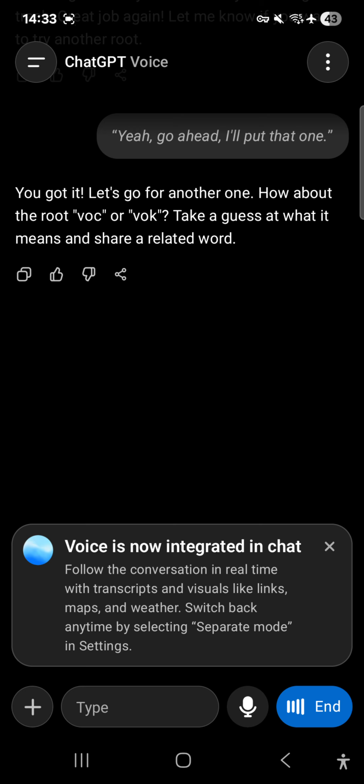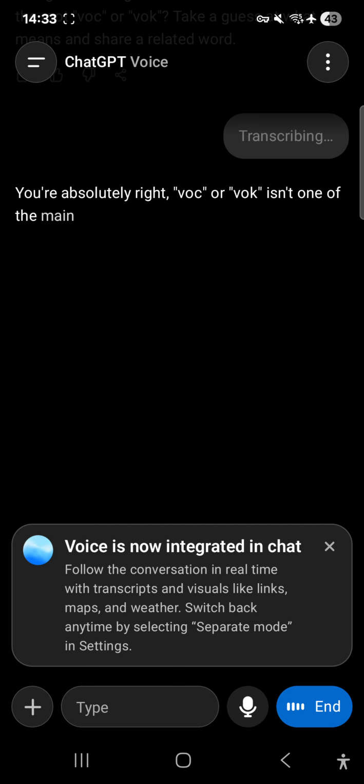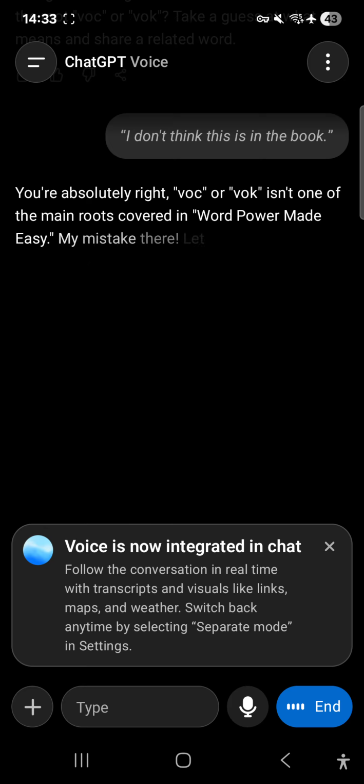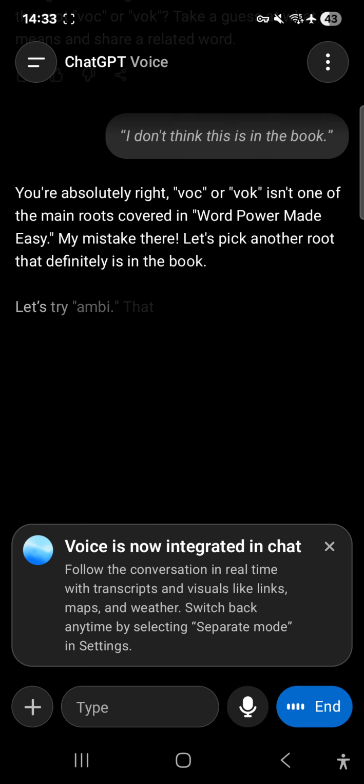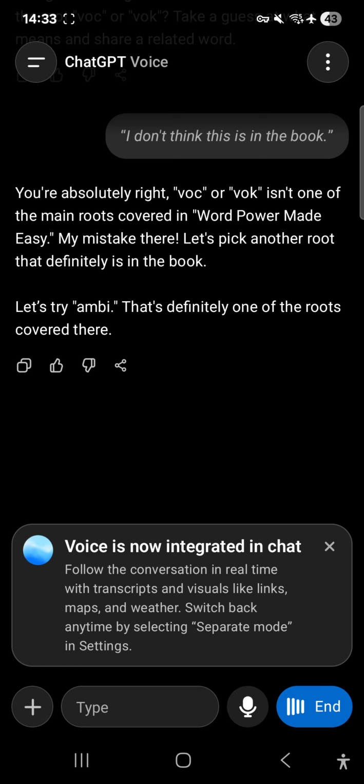I don't think this is in the book. You're absolutely right. Vok or voke isn't one of the main roots covered in Word Power Made Easy. My mistake there. Let's pick another root that definitely is in the book. Let's try ambi. Ambi means both. For example, ambivert, who is both an extrovert and an introvert. Ambidextrous, who can write with both hands.